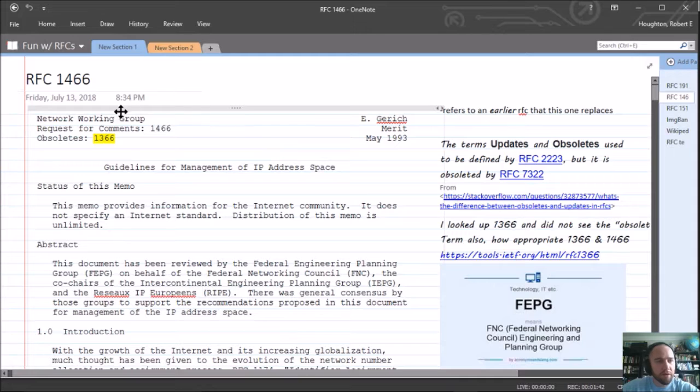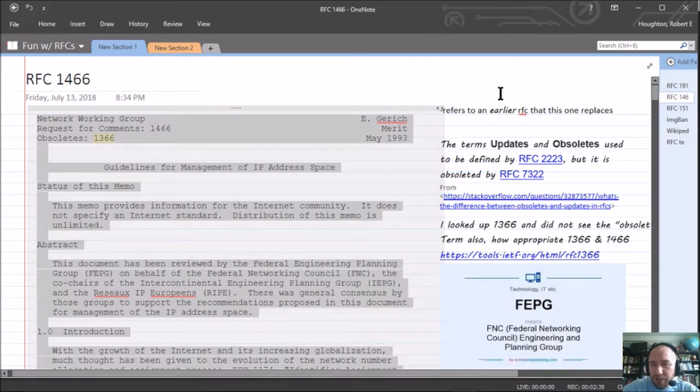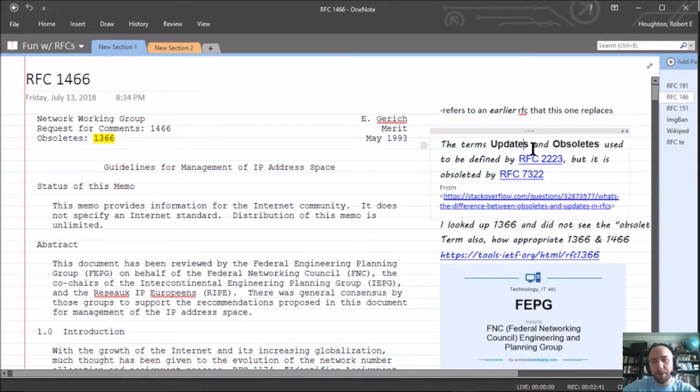So this one, 1466, is basically guidelines for management of IP space. Apparently written by E. Garrick of Meredith, so I don't know what that is. And it makes 1366 obsolete, and in this scenario I thought it was pretty cool because 1366 is exactly 100 lower than 1466. And a little bit more information over here about what the terms updates or obsoletes mean.